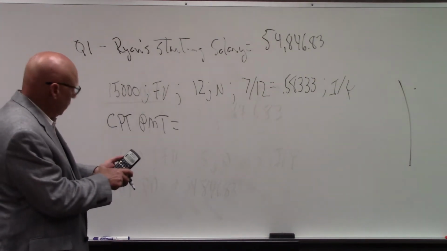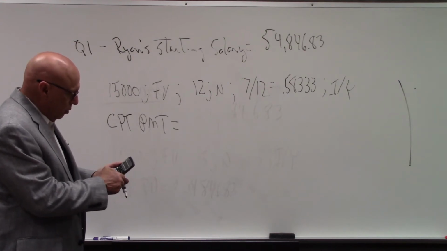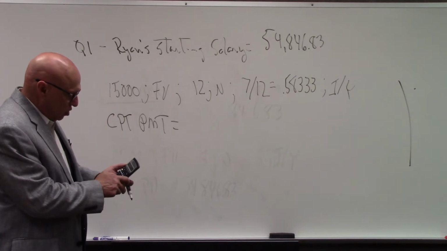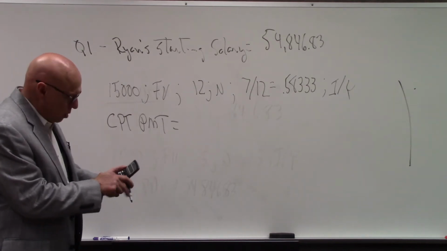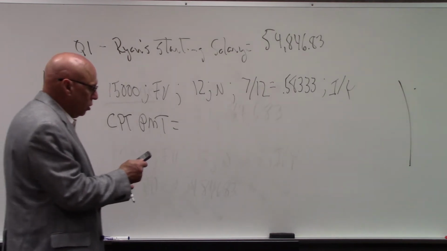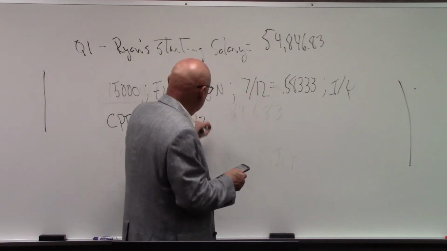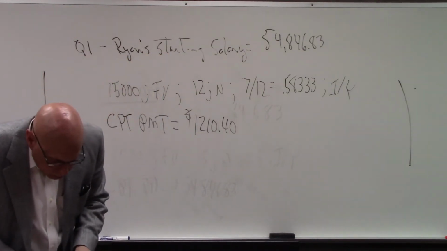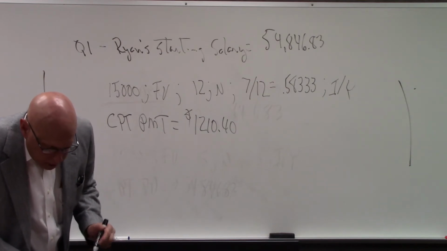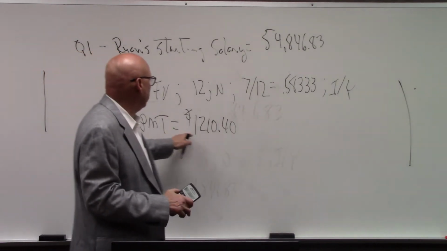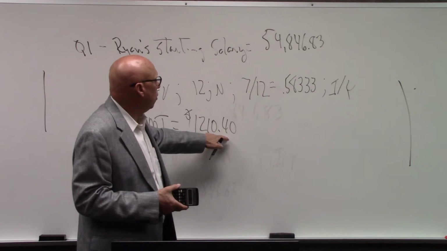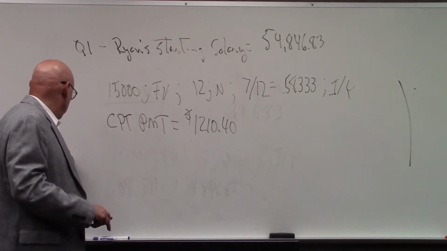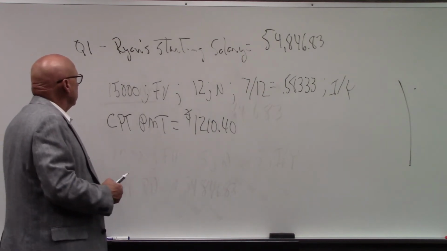So let's clear this calculator out. 15,000 is the future value. 12 is the N. 7 divided by 12 equals is the I/Y. Compute payment, and the answer is $1,210.40, starting at the end of next month. So if he puts $1,210.40 into an account that earns 7% annually, at the end of 12 months he'll have $15,000. So let's mark this down, 1,210.40 right here.